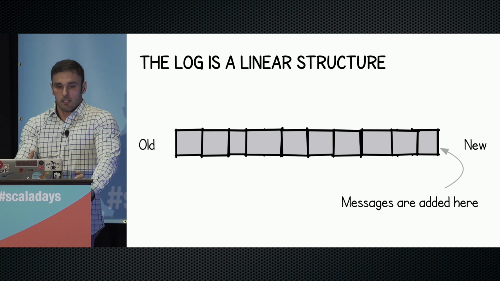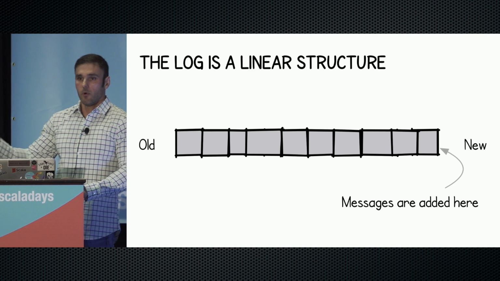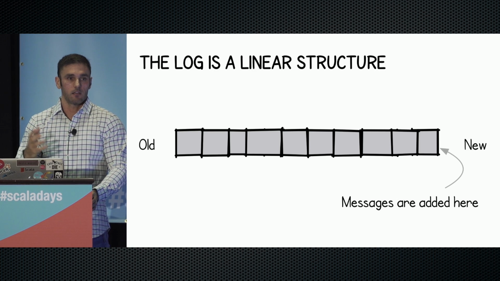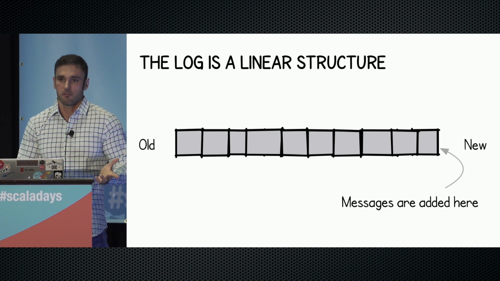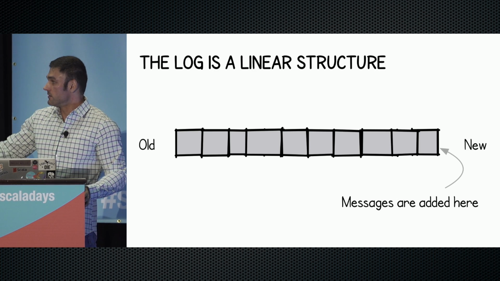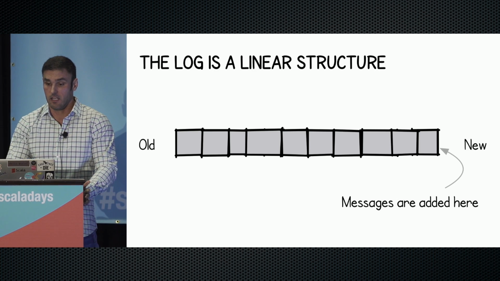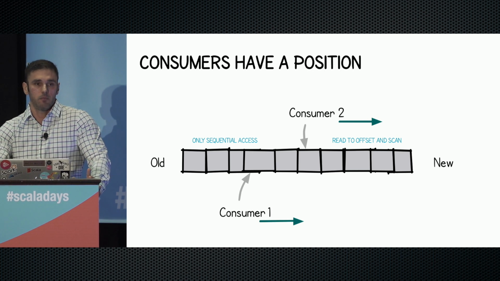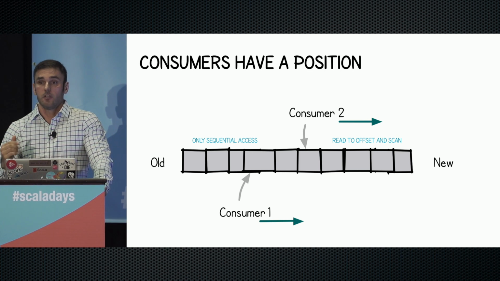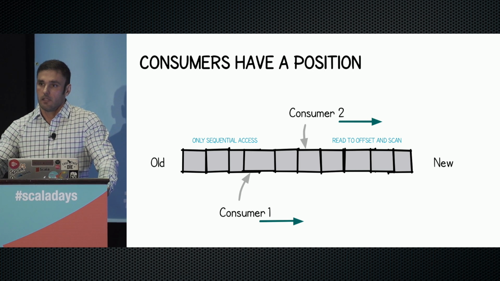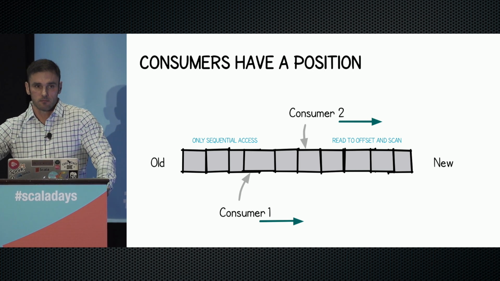So let's talk about the log, because that's kind of the whole point of this distributed commit. You can think about a log logically as a file. It's very much like a file. It's a linear structure. The messages come in, they get appended at the end of the log, at the head. And consumers have a position within that log. It's an offset-based position. There's no random access. You basically scan to an offset, and you go from that point on.